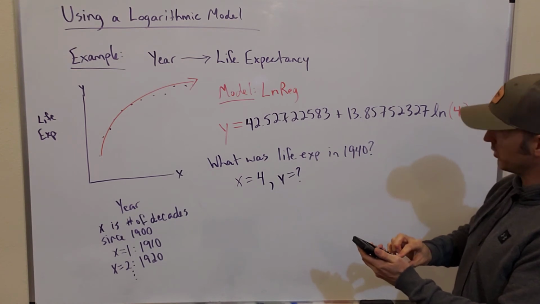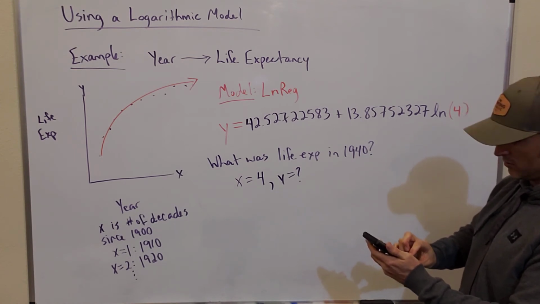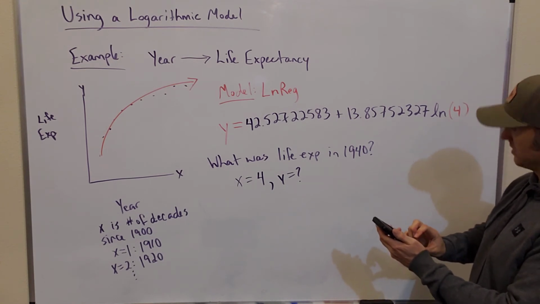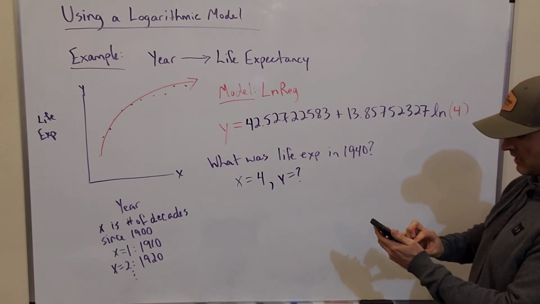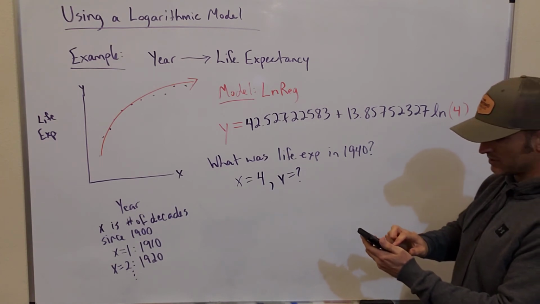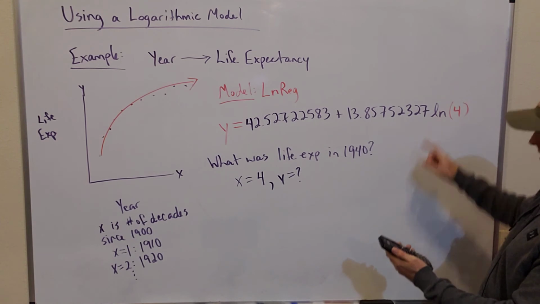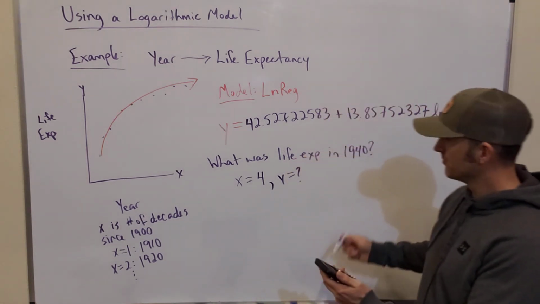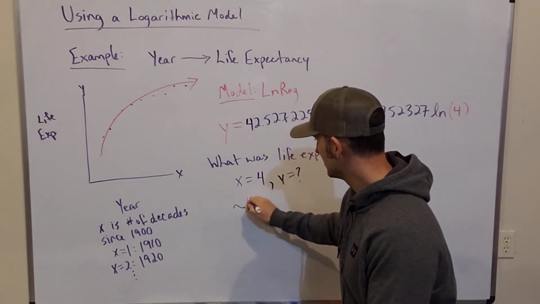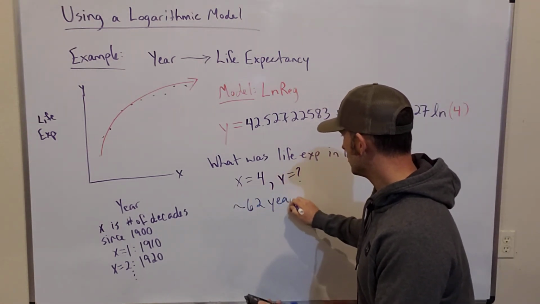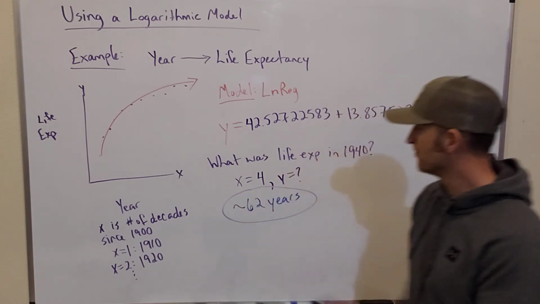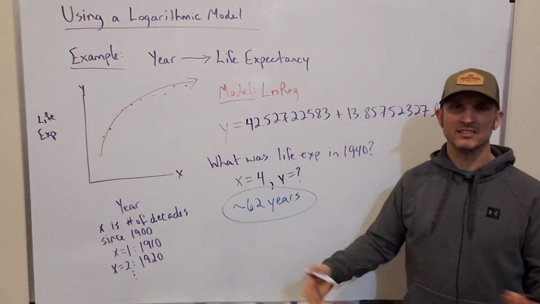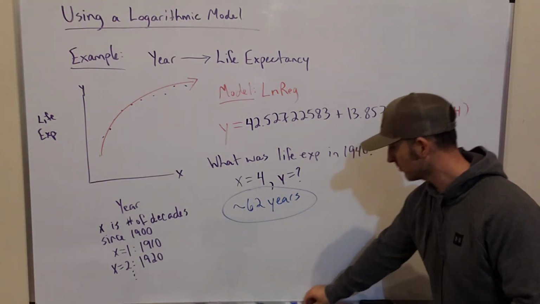42.52722583 plus 13.85752327 times the natural log, the ln of 4. And it looks like I get an answer of about 62, and that's years, because it's a life expectancy. So according to this model, in 1940, the average life expectancy was about 62 years.